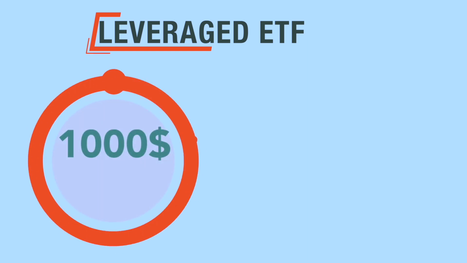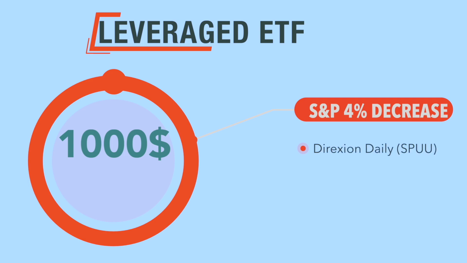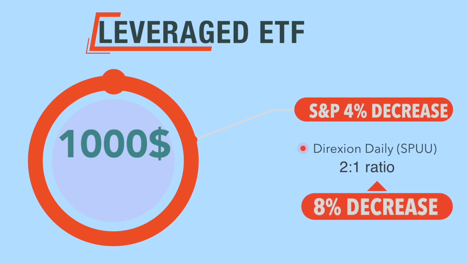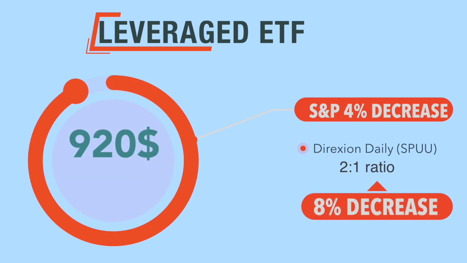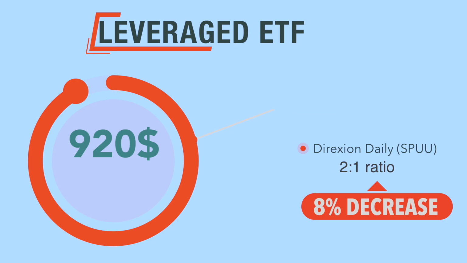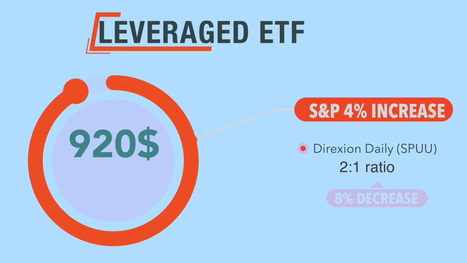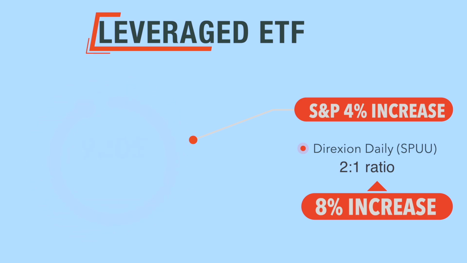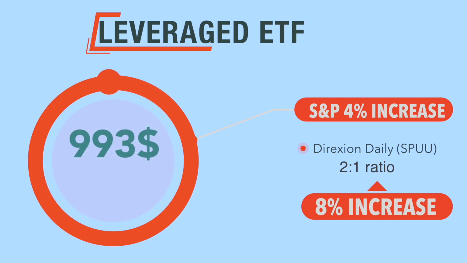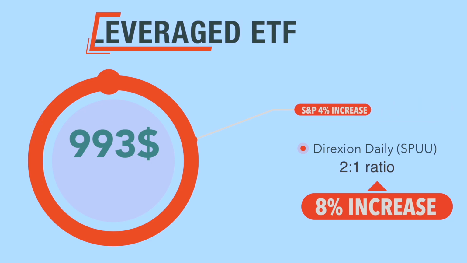Here's an example to show you what I mean. Let's say you invested $1,000 and the S&P went down 4%. Still, if you invested in a leveraged ETF, which aims for a 2-to-1 ratio of the S&P, then you will have gone down 8%. So now you have $920. But the tricky part is, if the S&P goes back up 4%, you go back up 8% because of the ratio. Now you have $993 instead of $1,000. So it's kind of tricky. As a general rule of thumb, avoid leverage ETFs if you don't know what you're doing.